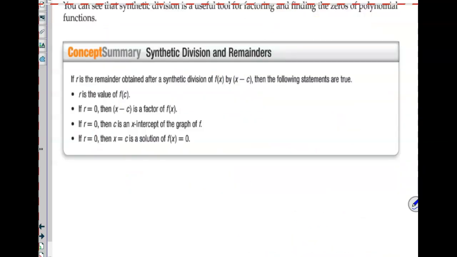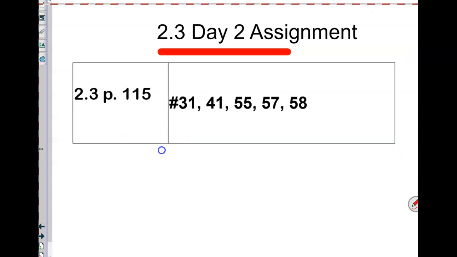All right, moving on. Synthetic division and remainder. So we have talked about this already real quick. If the remainder is 0, then it's a factor. If the remainder is 0, then it's an x-intercept. And x equals c is a solution of the equation if you set it equal to 0.